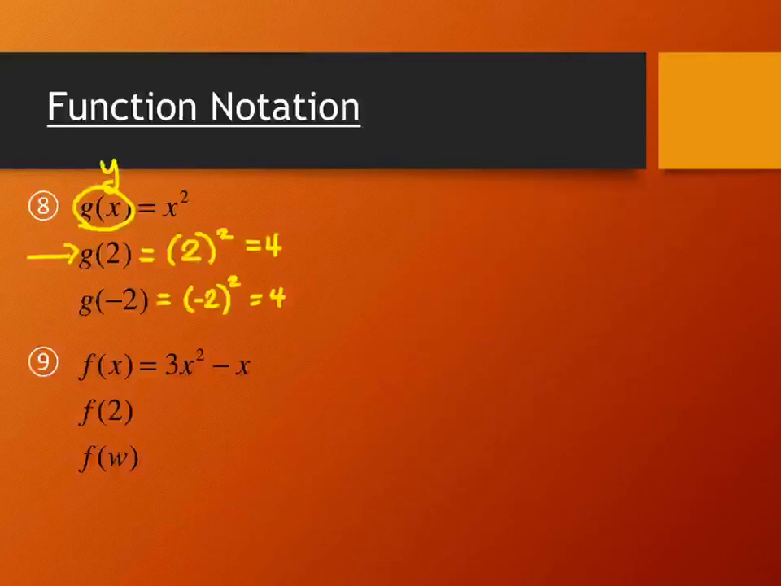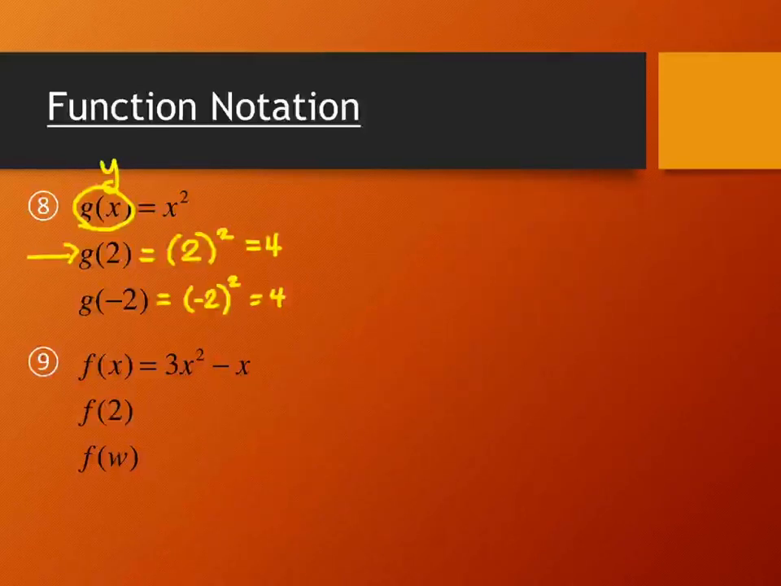Now, number 9 is a little bit different. It's a different name. Okay, fine. It says f instead of g. That's not really important, okay? But what you do notice is that the function itself does not just have x squared. It has 3x squared minus x. It has more going on. But it means the same thing.